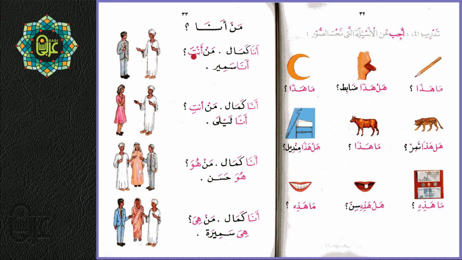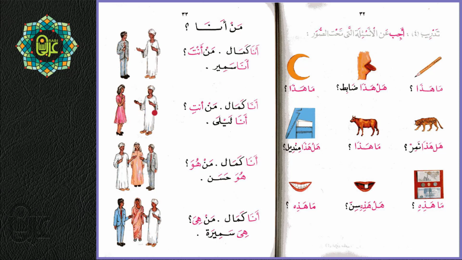Man Anta? Now he's asking Samir. Samir, in terms of gender, is masculine and singular. So the second person, you say Anta. Man Anta? Samir responds saying, Ana Samir.